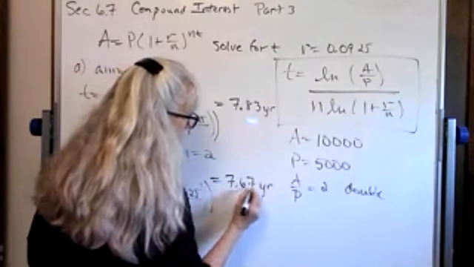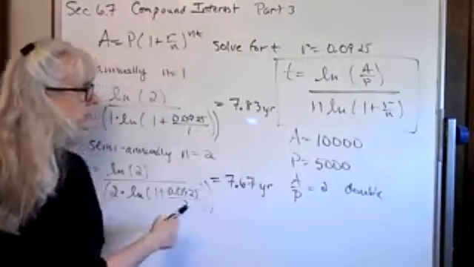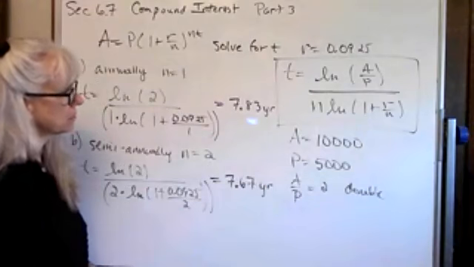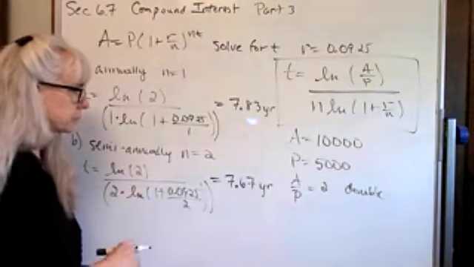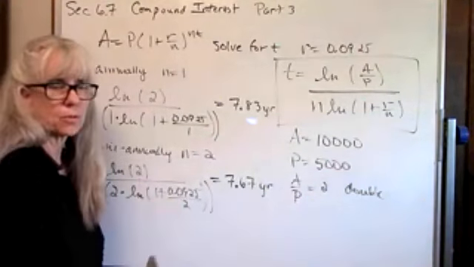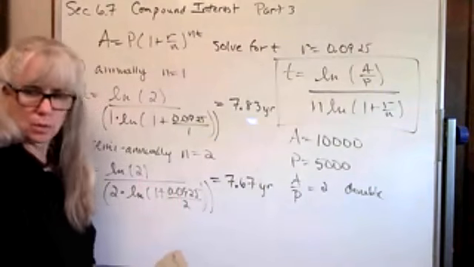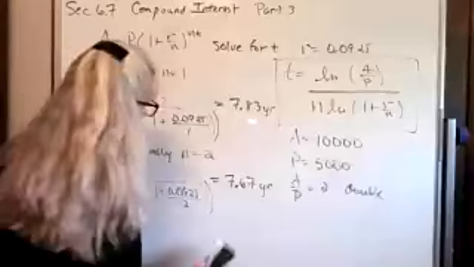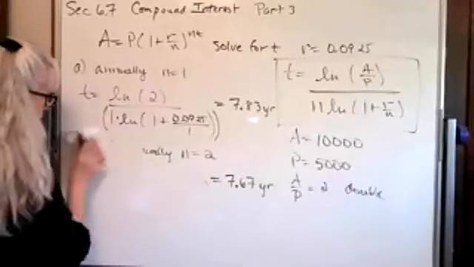So not a whole lot less in terms of time, but you're only compounding one more time during that time period. So one more time each year during that 7.67 years. Okay, well, what if we go one more time and do it in terms of monthly? So part C says monthly.